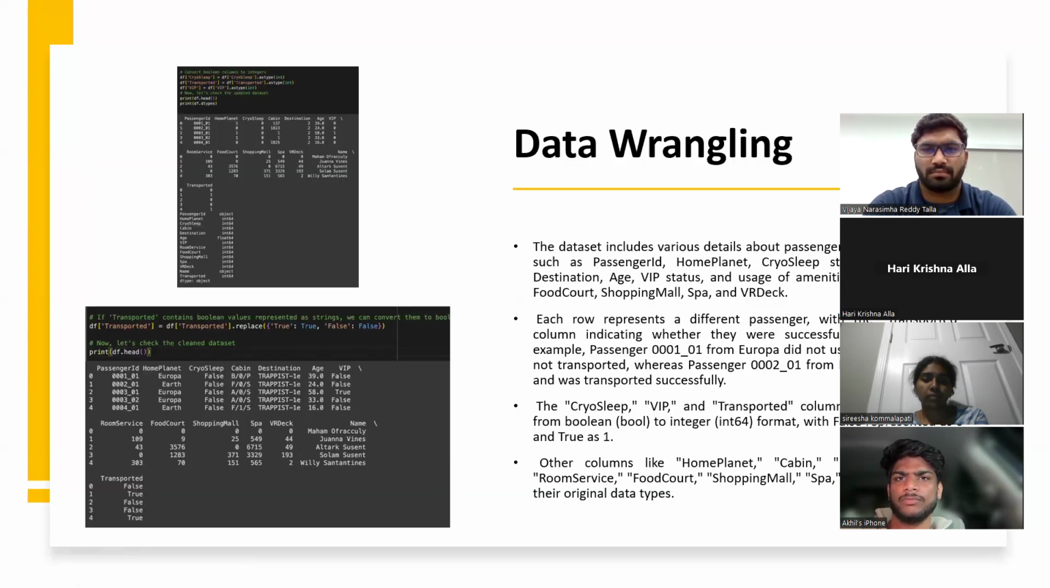the data variables. The dataset includes various details about the passengers on a spaceship, such as passenger ID, home planet, cryo sleep status, cabin details, age, VIP status, and etc. Each row represents a different passenger, with the Transported column indicating whether they were successfully transported. The subsets of cryo sleep, VIP, and transported. Next.